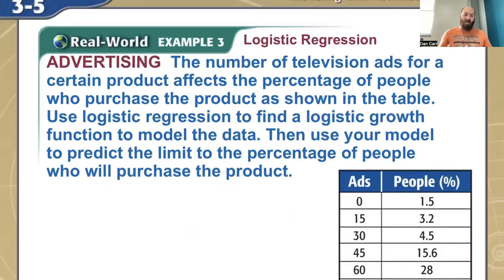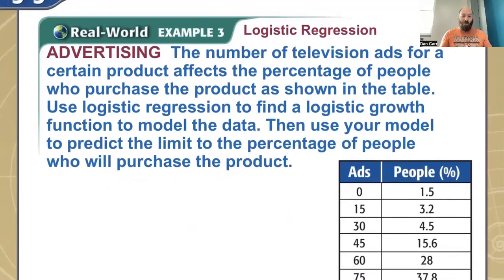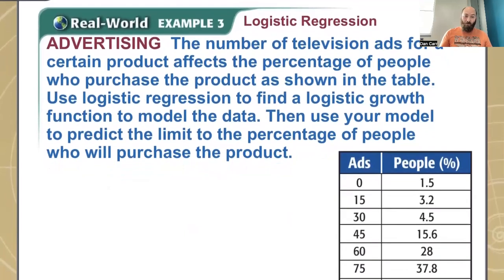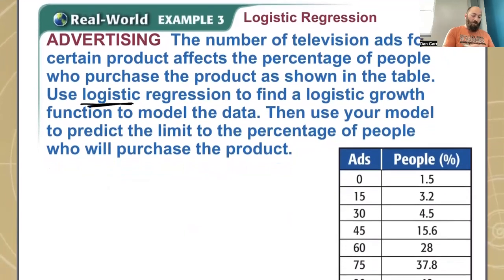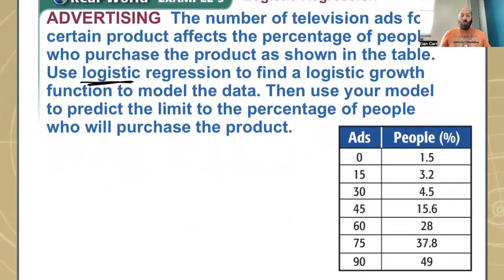The number of television ads for a certain product affects the percentage of people who purchase the product, as shown in this table. Use a logistic regression to find a logistic growth function to model the data. Then use your model to predict the limit to the percentage of people who will purchase the product.